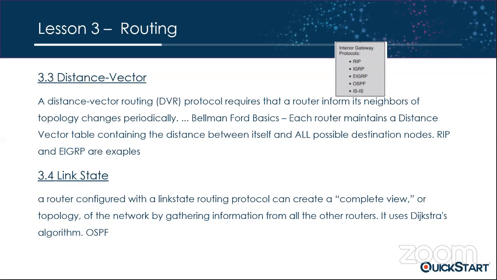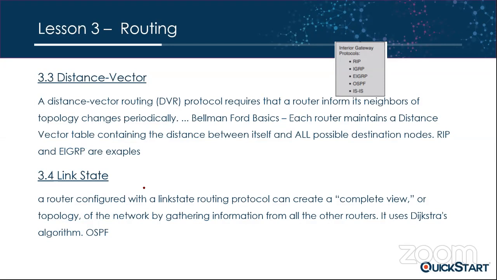So the distance vector protocol requires the router to inform its neighbors of topology changes periodically. So whether you have any new information or not, they give periodic updates to their neighbors. Let me clarify: RIP uses a distance vector protocol. Distance vector is used by RIP. RIP updates its neighbors every 30 seconds, or maybe 40. It depends on how you set the timer.